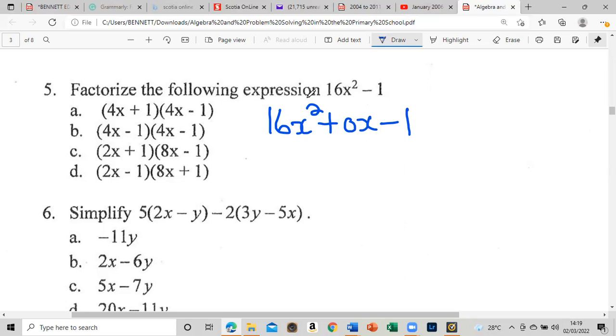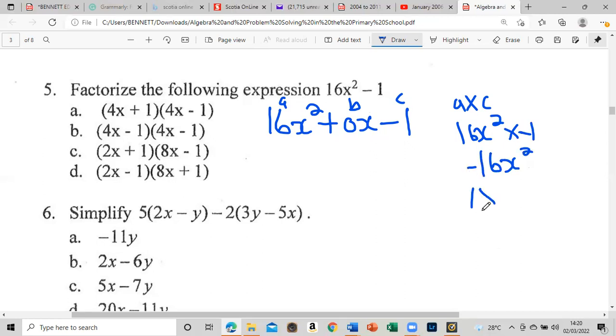So let's put on the ABC symbol. It's A times C, so that's 16x squared times negative 1, which gives us negative 16x squared. So it's 1 times 16, we list all the factors of 16, 2 times 8, and 4 times 4.